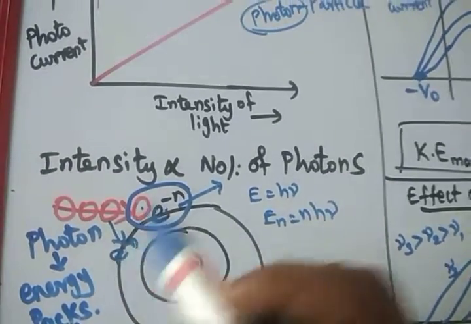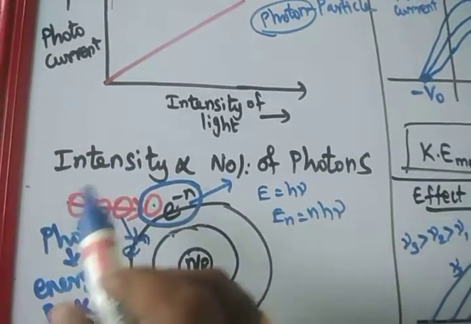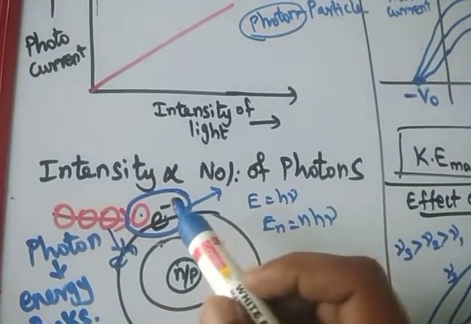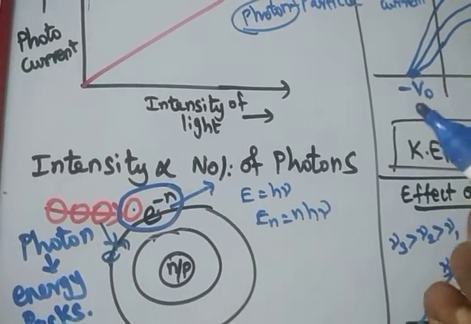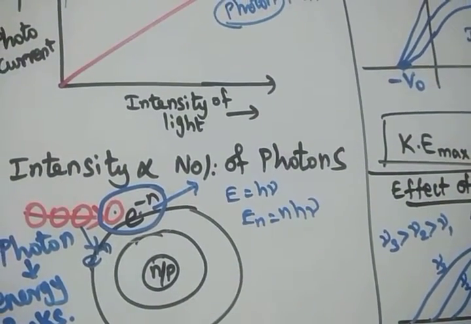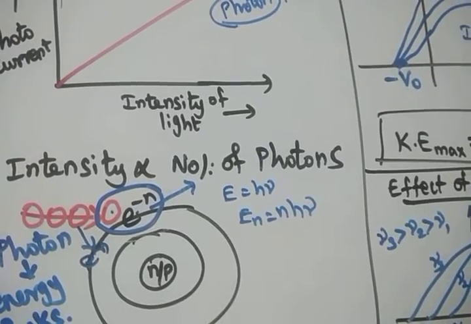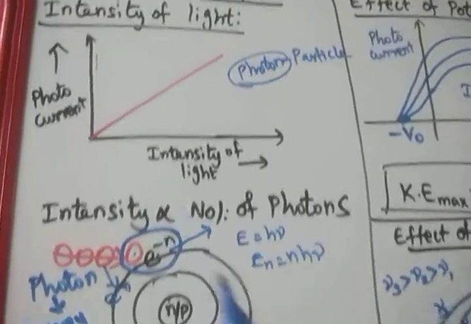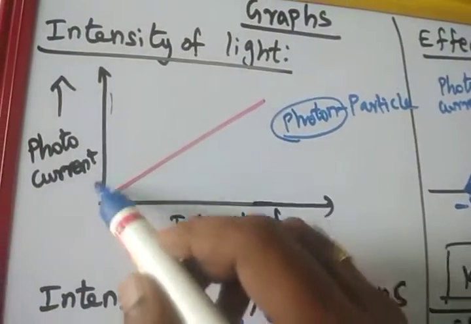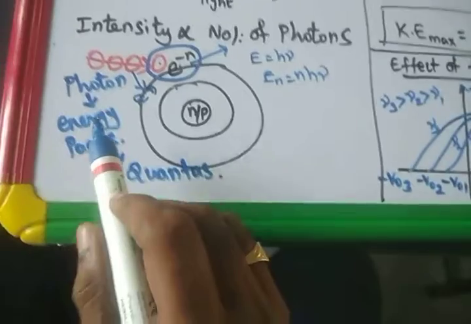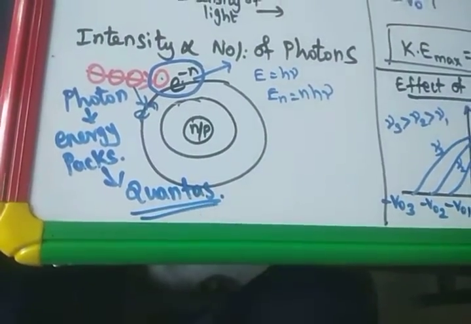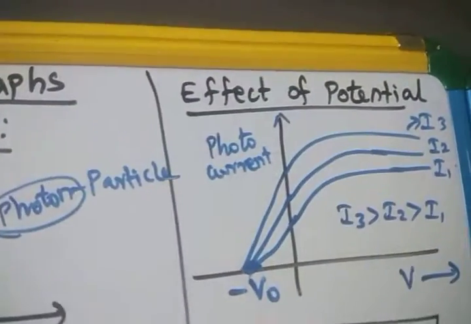If there is a more intense radiation, more photons will be available. If more photons are available, more electron collisions will take place. Hence more photoelectrons are emitted. If more photoelectrons are emitted by the metal surface, the photocurrent will correspondingly increase. We can say that when the intensity of light increases, photocurrent increases. The photon means small energy packs, that is called quanta.